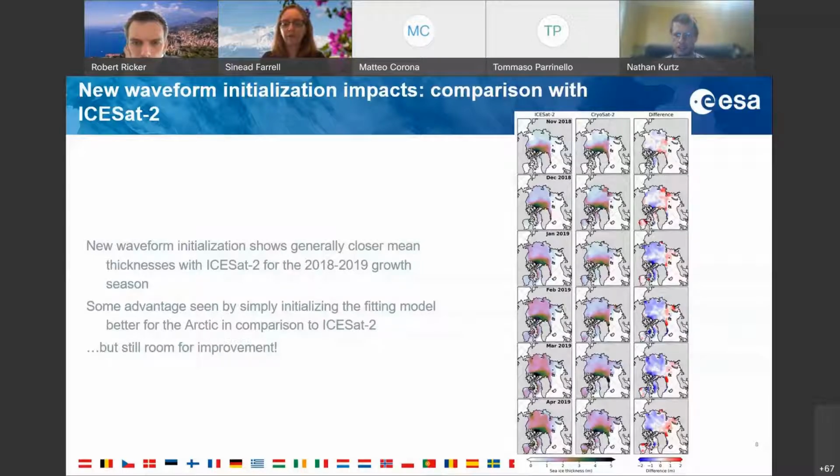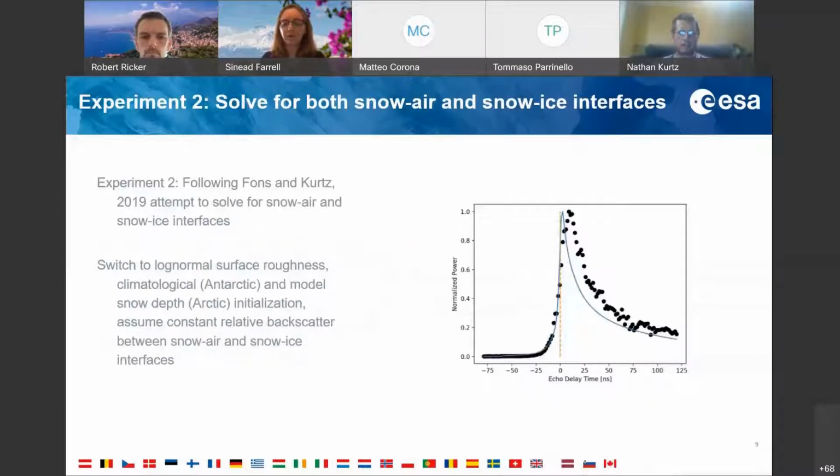But this was just an experiment, which was run to ask: if we initialize the model better, do we get some improvement? Yes, it does appear so, again in terms of the mean differences and the correlations. But there's actually another way to improve this. So to improve this separately, we looked at a different approach, and this is work really led by Stephen Fons, and we published a paper attempting to do this in the Antarctic in 2019.